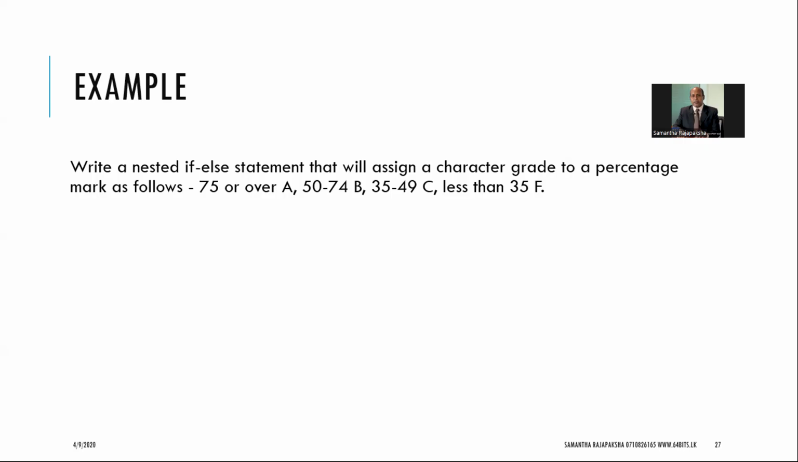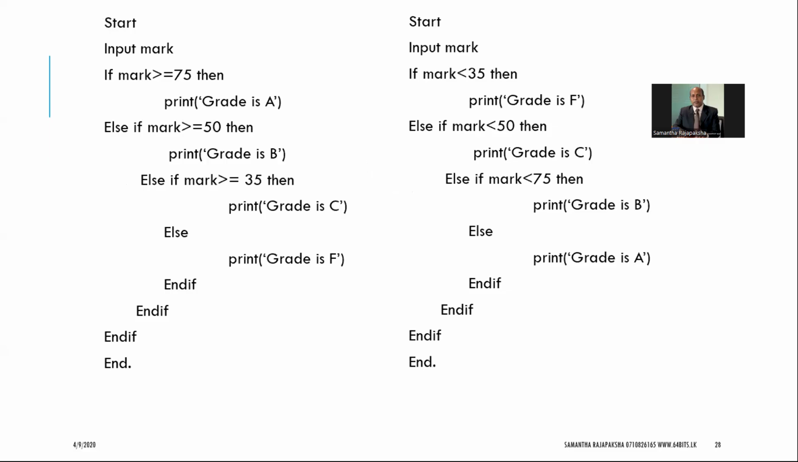Like we did previously, you can start with the marks either from the top or the bottom. You can see initially I start with the top. If the marks are greater than 75, you can say A. But we don't validate whether it is more than 100 actually. If you want, you can have validation. Else means marks are not larger than 75. That means smaller than 75. Then you check whether it is larger than 50.